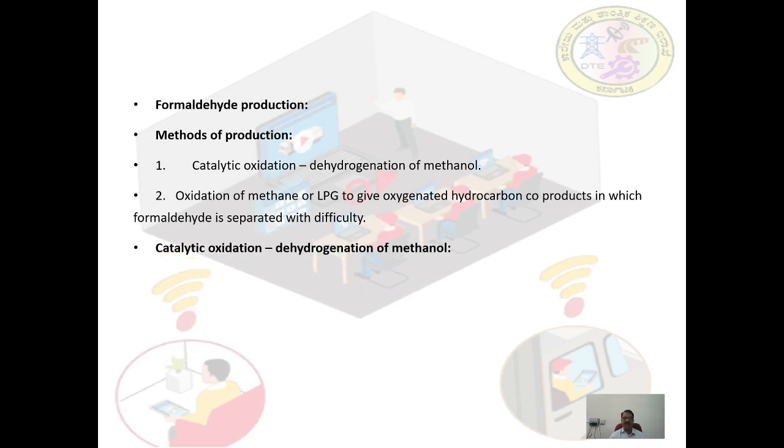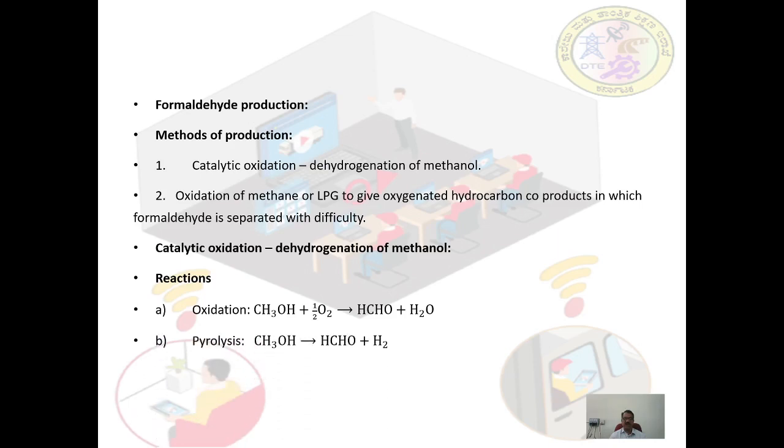Let us see the catalytic oxidation and dehydrogenation of methanol. We will discuss this now. The reactions involved are: the oxidation reaction, methanol oxidizes with half O2 to give HCHO, formaldehyde, plus H2O, water. And by pyrolysis of methanol, it also gives formaldehyde and hydrogen.